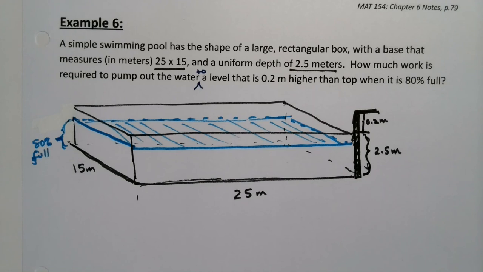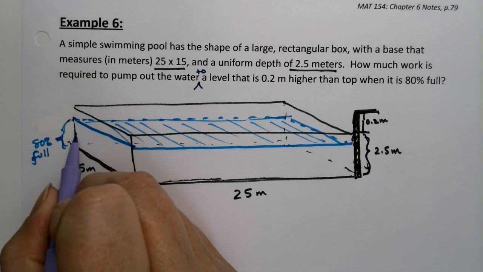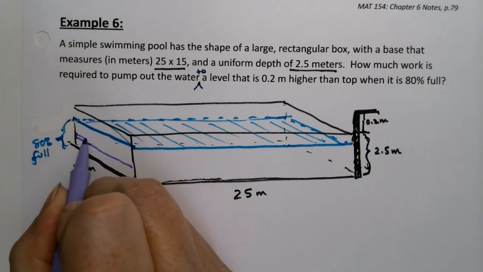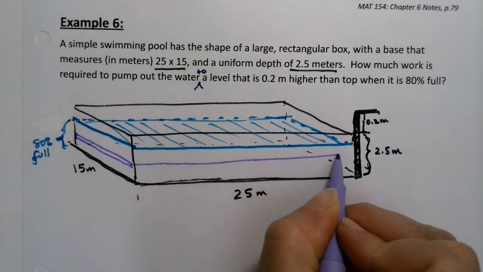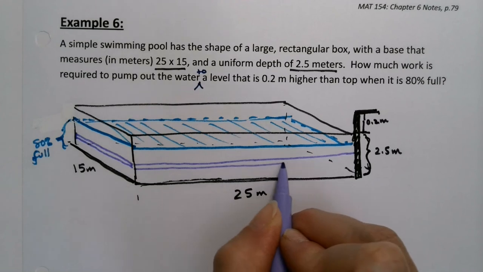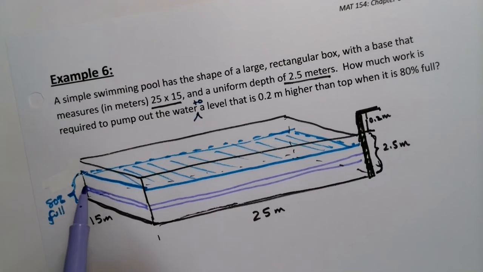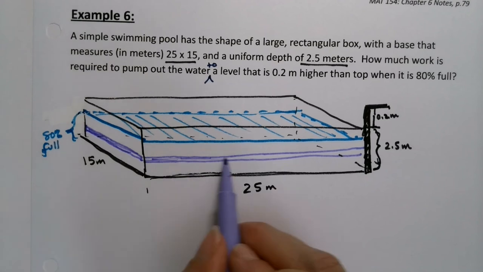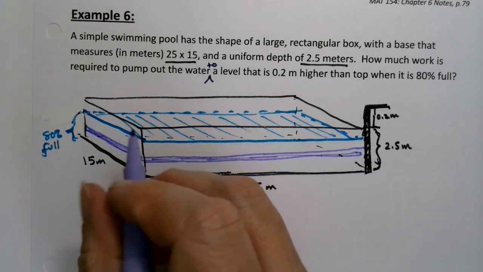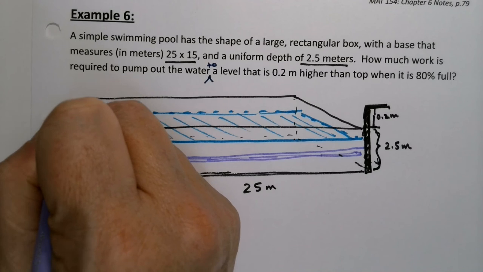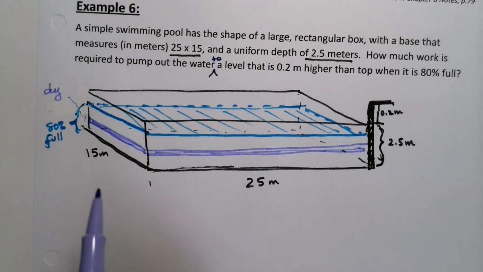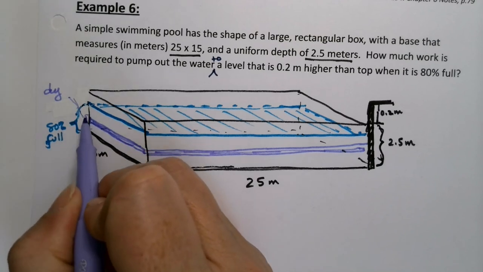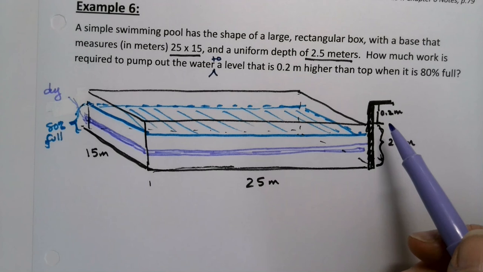Okay, so now let's imagine a wedge of water in there. If I imagine a wedge of water, like a cross section into this pool, I get a thin slice of water. That slice, first of all, would have a thickness of dy, right? So this has a thickness of dy, and I want to pump it out.